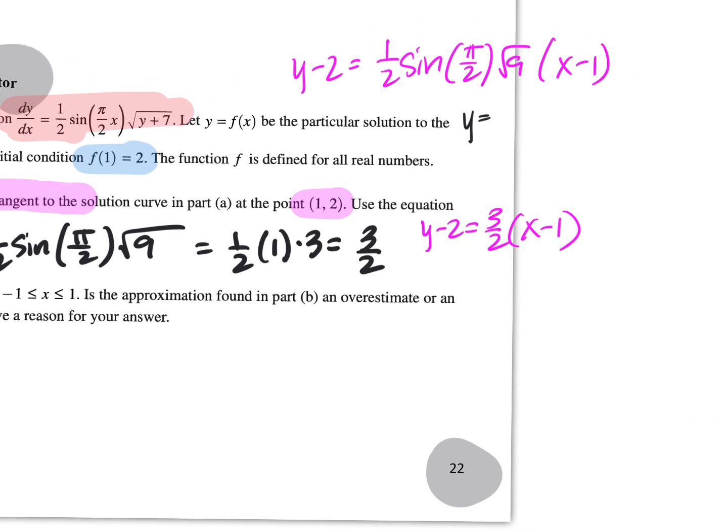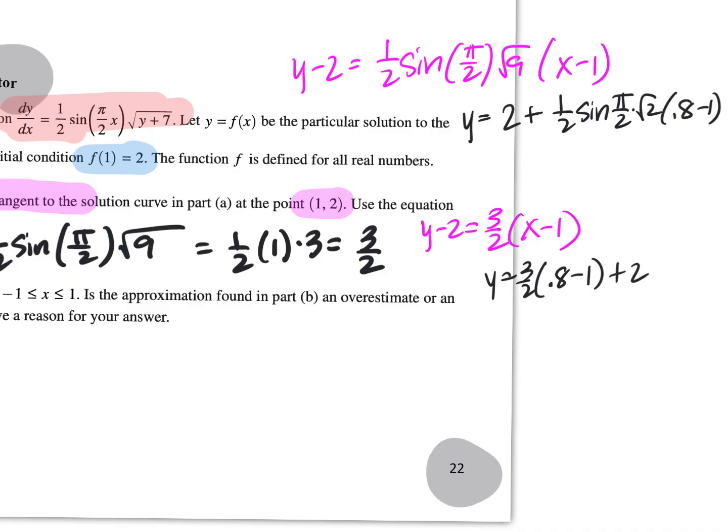Danny's is going to look like y equals 2 plus 1/2 sine of pi over 2 times root 9 times 0.8 minus 1. Danny's done there. The rest of us might say 3 halves times 0.8 minus 1 plus a 2 at the end. That 2 can be in the beginning or the end. I don't care, both of these are right. And they love asking this as a free response. So don't get greedy about that slope.